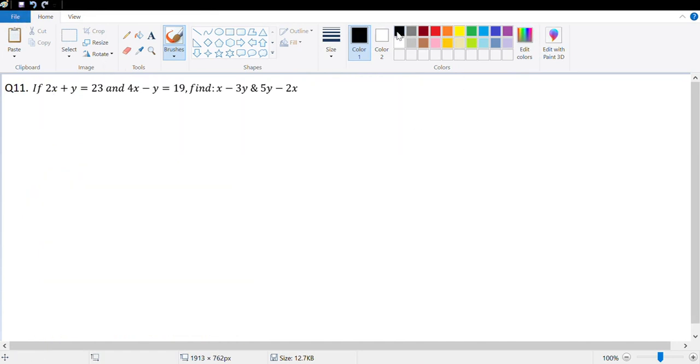The next question that we're doing is question number 11. It says if 2x plus y is equal to 23 and 4x minus y is equal to 19, find the value of x minus 3y and 5y minus 2x.